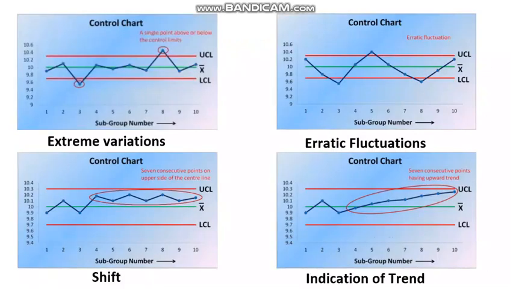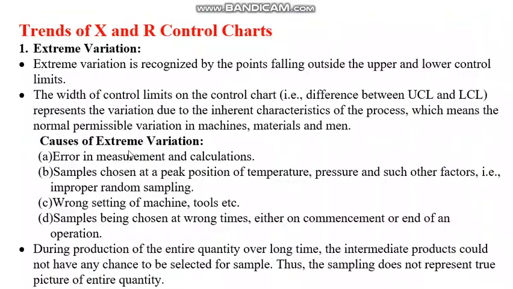I'll show you one figure here. You see the first chart here. This is because of the extreme variations. Now this is the center line X bar, and this is the upper control limit and the lower control limit. Here there is a point fallen outside, and there another point has fallen outside. A single point above or below the control limits can be treated as extreme variation.